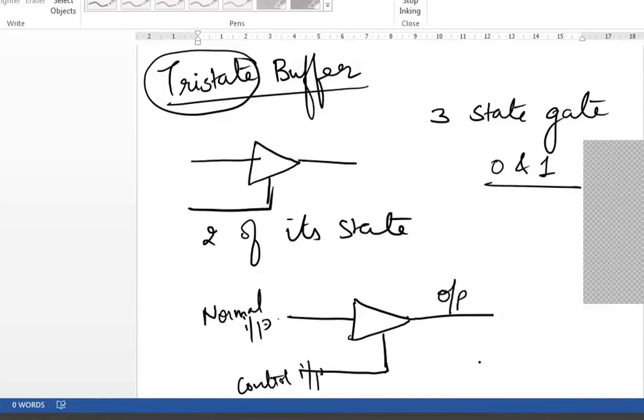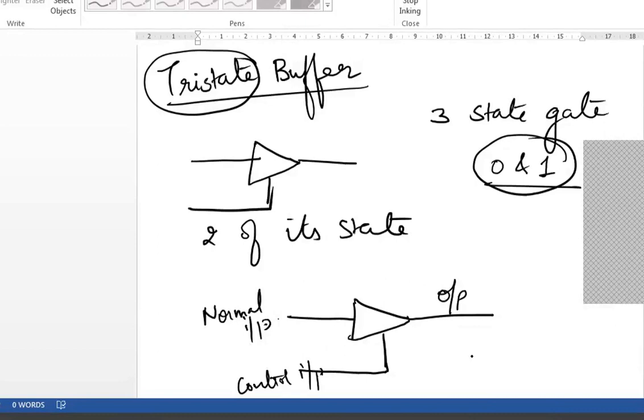Now, how does a tri-state work? As I told you, 2 of its states are 0 and 1 signals only, whereas the third state is the high impedance state. This high impedance state behaves like an open circuit, right? Whenever your gate is in the high impedance state, it means your circuit is disconnected. It works on the basis of the control input.